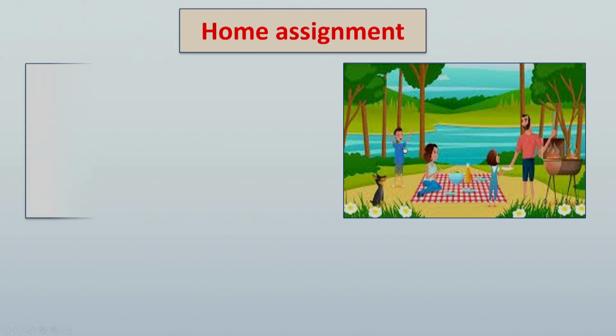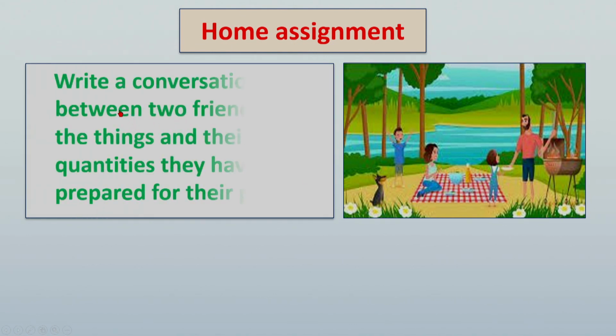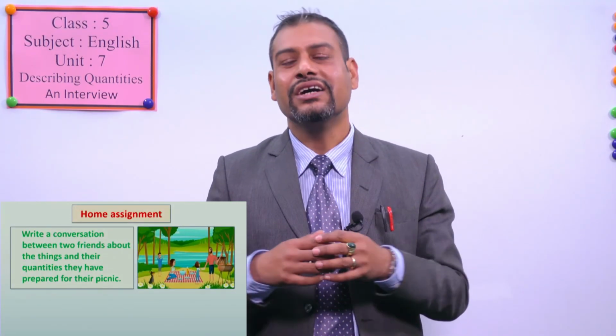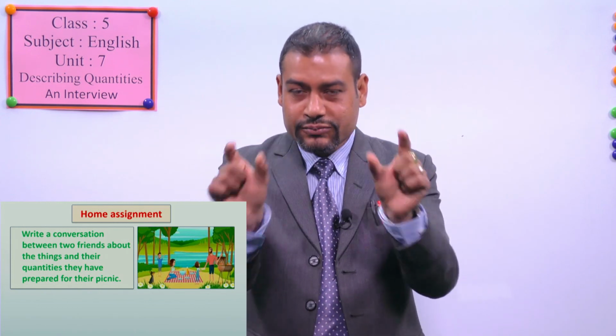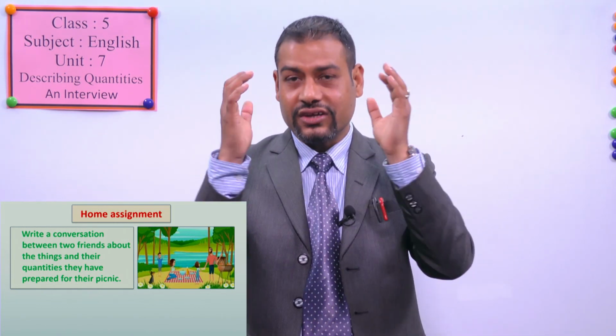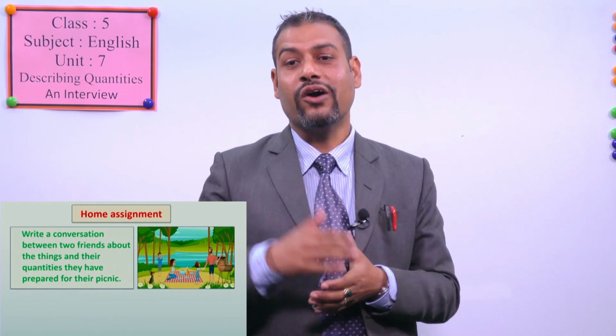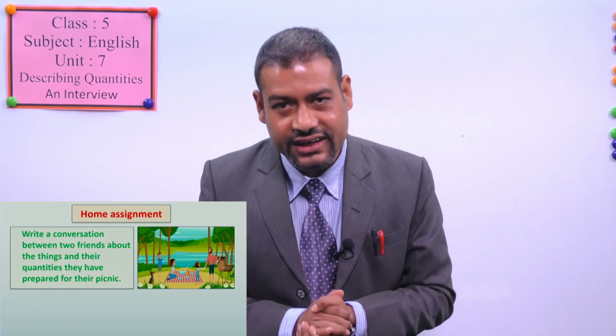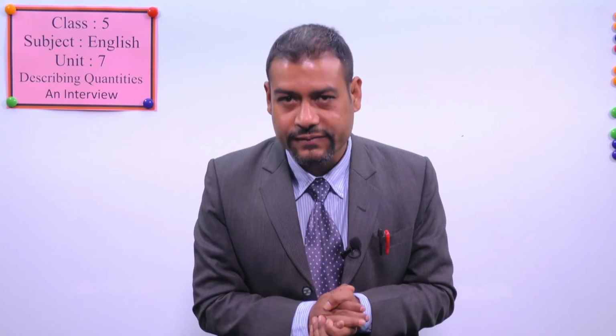See. Now your home assignment is to write a conversation between two friends about the things and their quantities they have prepared for their picnic. It means, for example, they are going to a picnic and they need many things like rice, oil, salt, sugar, many things, milk. So you have to write in conversation the things and their quantities, how much they need, how much they have to take to their picnic. Okay, this is your home assignment.